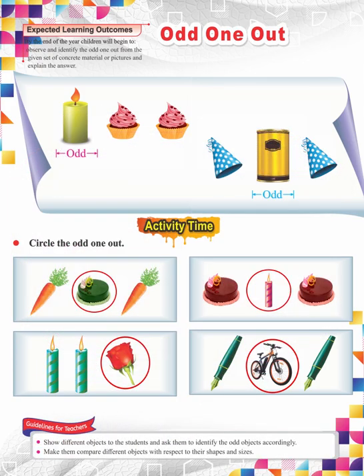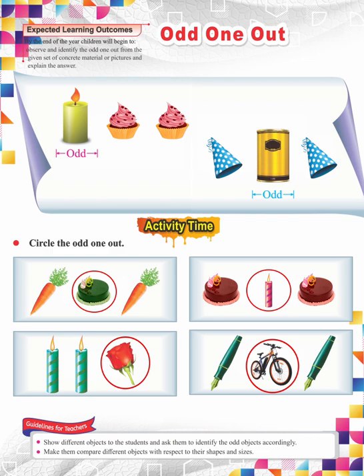Respectable teachers and parents, explain to the children the concept of odd and alike in detail so that they can separate the odd objects from the many you show them on flashcards. Tell them that they can also find out the odd objects from their immediate surroundings.